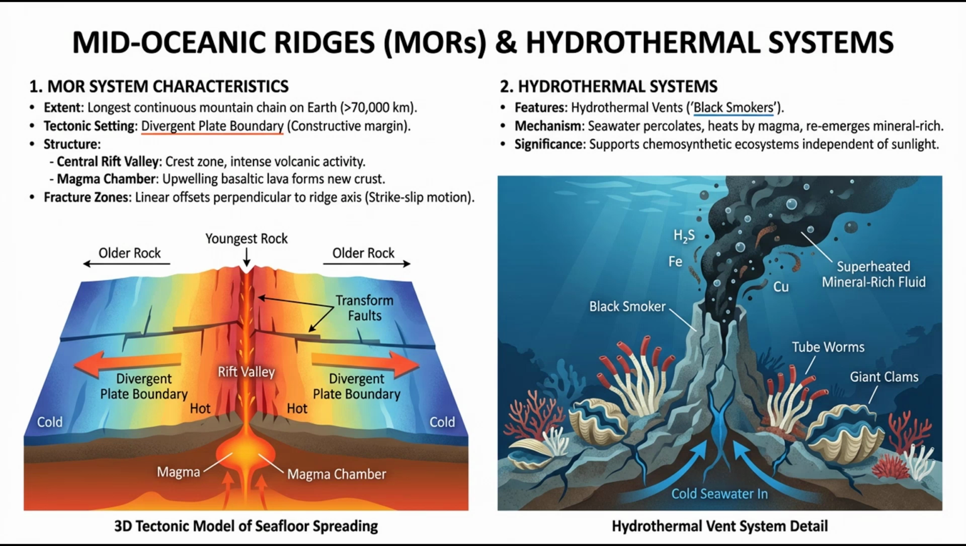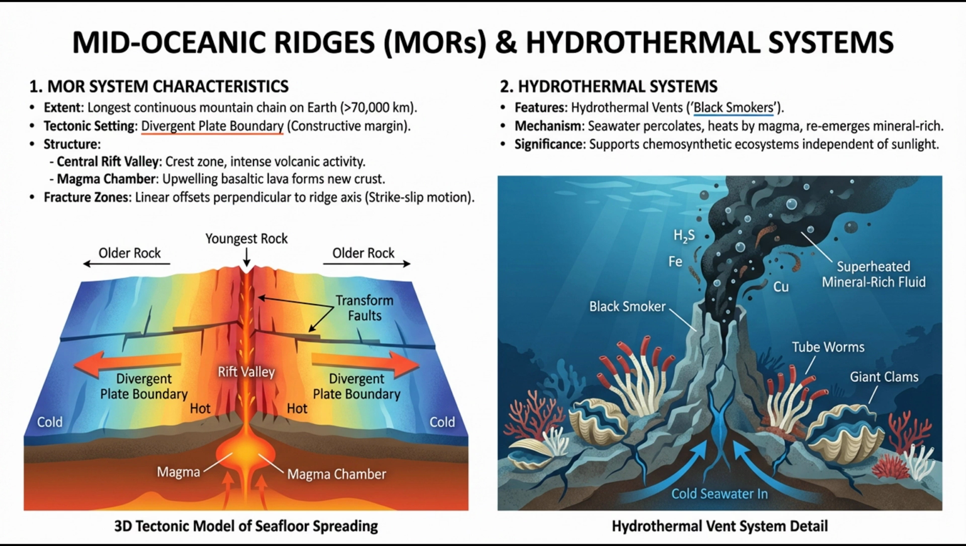Now, let's swim to the center of the ocean basins to witness the most dynamic geological feature on Earth, the Mid-Oceanic Ridges, MORs. This is not just a mountain range, it is a factory. It is the longest continuous mountain chain on the planet, stretching over 70,000 kilometers, wrapping around the globe like the seam of a baseball. But unlike mountains on land formed by collision, MORs are formed by separation.